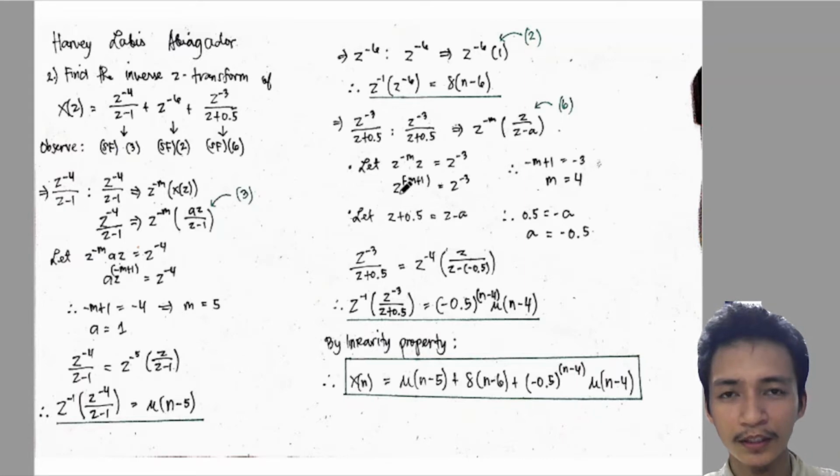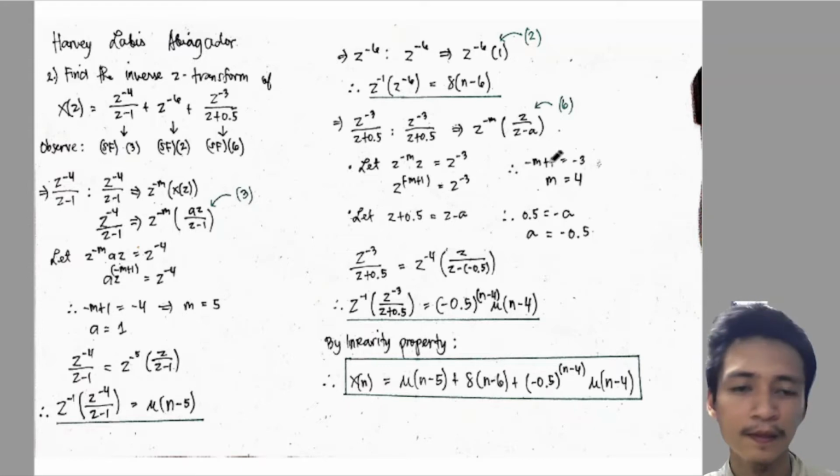z raised to the power of negative 3, so that's from the numerator. So that is z raised to the power of negative m plus 1 equals z raised to the power of negative 3. Therefore, negative m plus 1 equals negative 3, which implies m equals 4. So for the denominator, z plus 0.5 equals z minus a. Therefore, 0.5 equals negative a, which implies a equals negative 0.5.